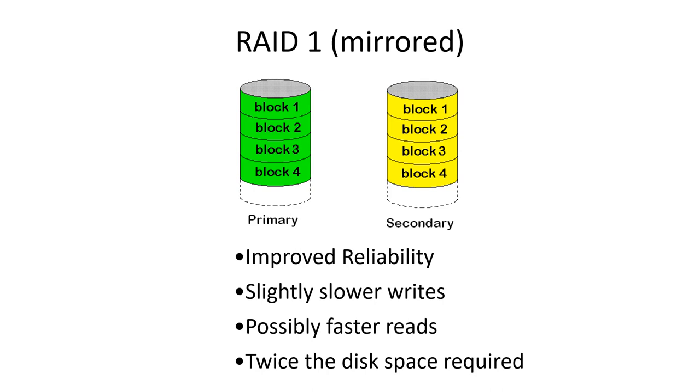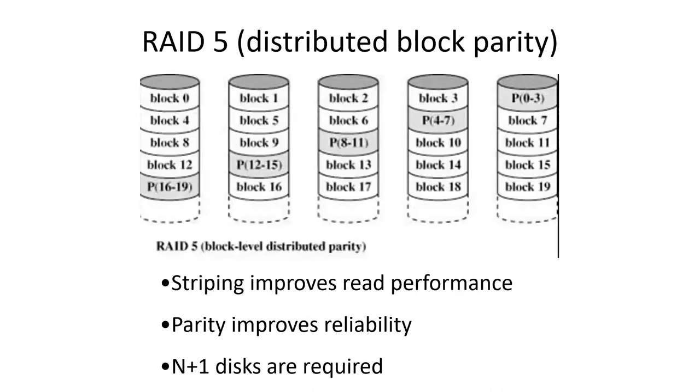It definitely improves reliability. It makes writes slightly slower. Maybe you want to have these in two different channels. Reads can be faster because you can read off either one. If one disk is busy doing a read for somebody else and you want to read some of it, you can read off the other disk. But it does require twice as much disk space, which is an expense.